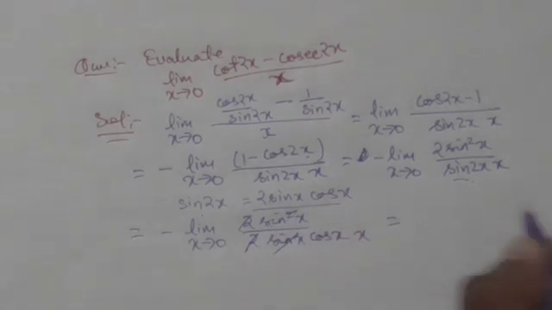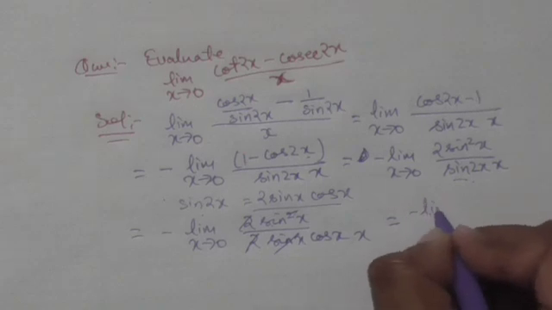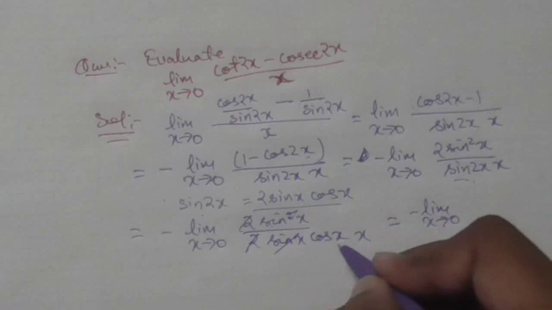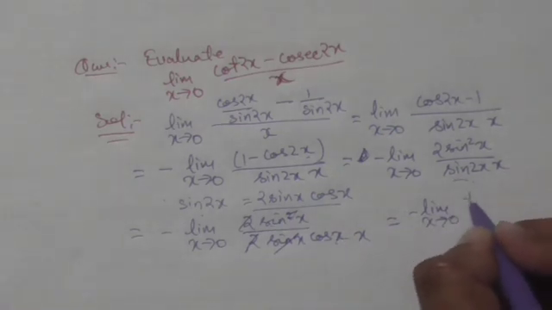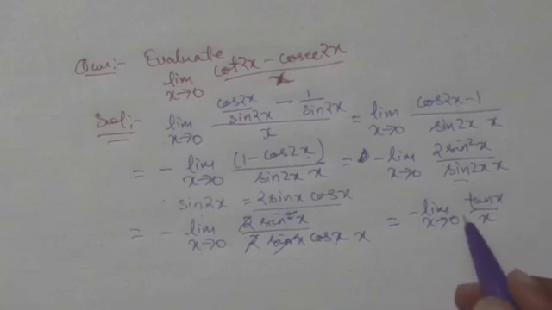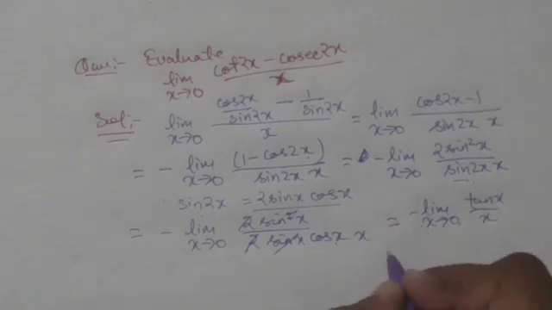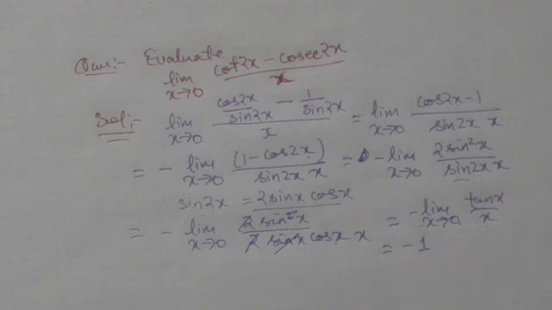So now we have minus limit x tends to 0. Sin x upon cos x is tan x. Tan x upon x. So limit of tan x upon x as x tends to 0 is 1. So it is equal to minus 1, right? So this is the answer.